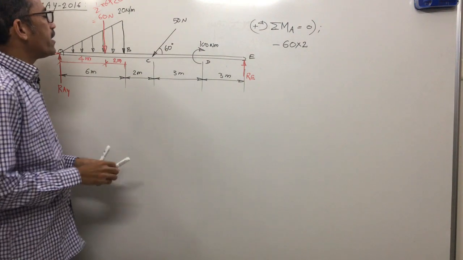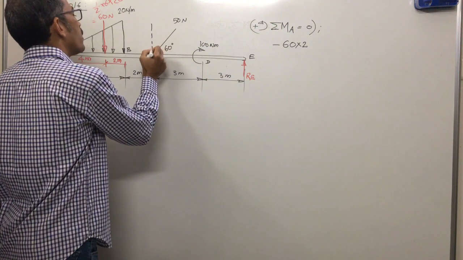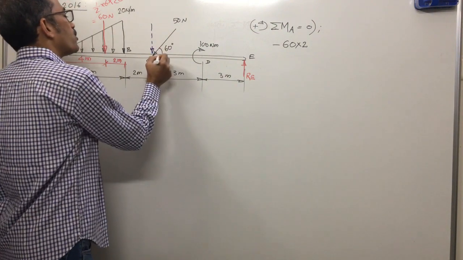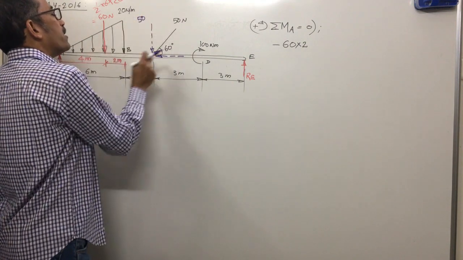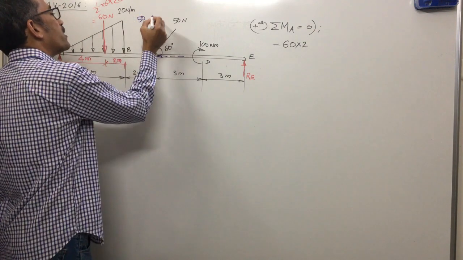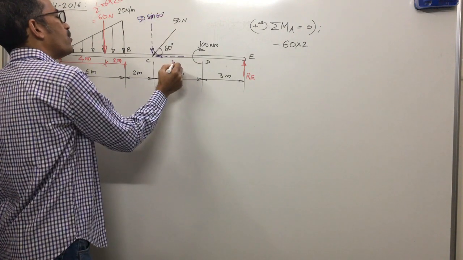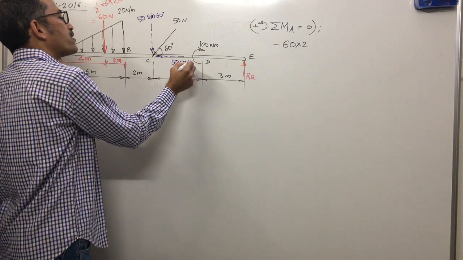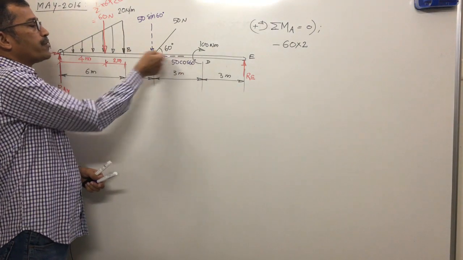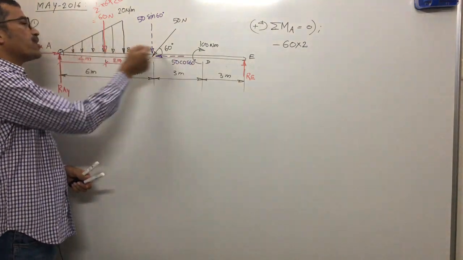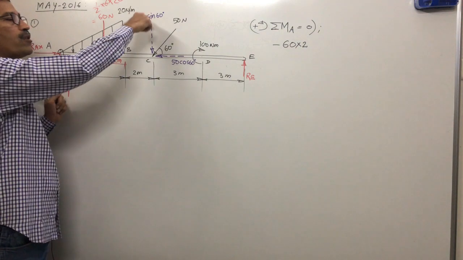Next, this 50 Newton, what force is acting? The force is inclined. Direct moment is not possible. How will we take the moment of any inclined force? Here the horizontal distance is available, so we resolve it in horizontal and vertical directions. Inclination with horizontal is 60, the vertical component 50 sin 60, horizontal component 50 cos 60. The moment of the horizontal component 50 cos 60 about point A is 0, because the line of action of this force passes through point A.